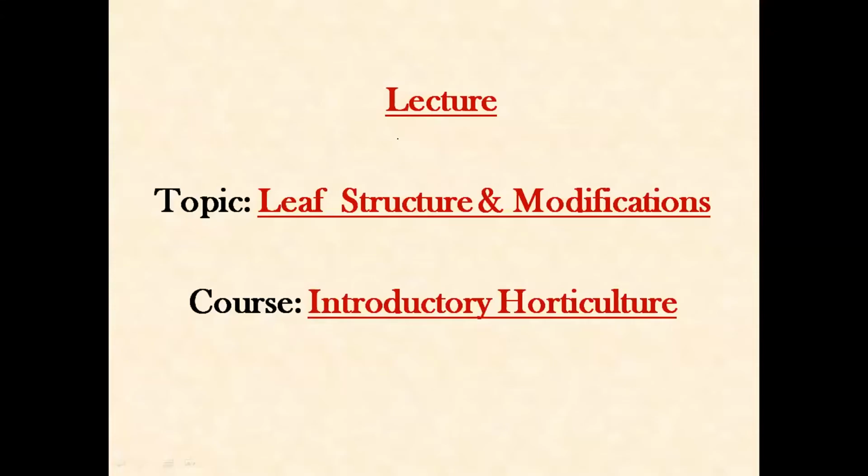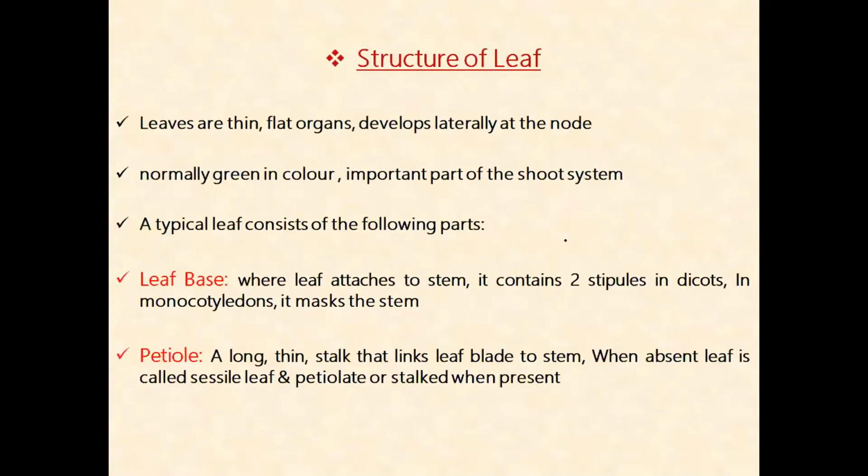Hello and welcome. In this lecture, we will discuss leaf structure and its modification. So what is a leaf? First of all, we will discuss the structure of a leaf. We know that leaves are thin, flat organs and they develop laterally at the node of the stem. Node is the region where the leaf arises.